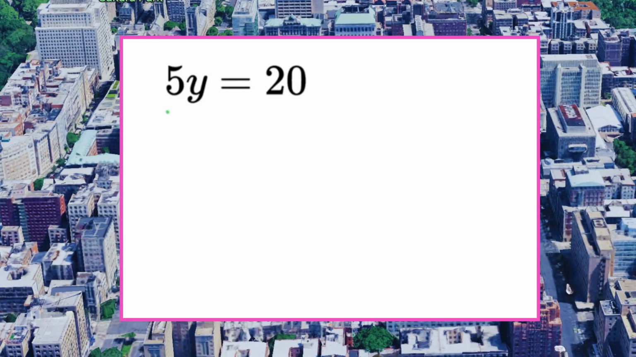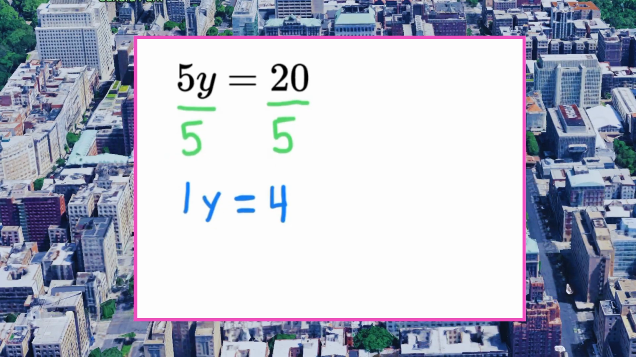5y equals 20. My equation states that 5 times an unknown number equals 20. I have a coefficient of 5, which is a multiplier, so I'll perform the inverse of multiplication, which is division. I'll divide both sides of my equation by 5.